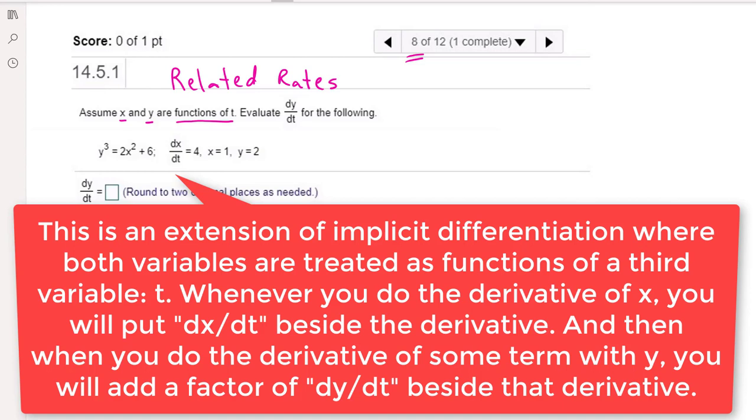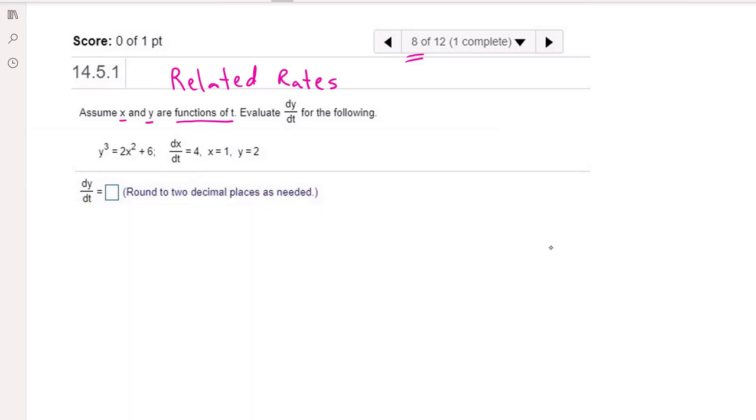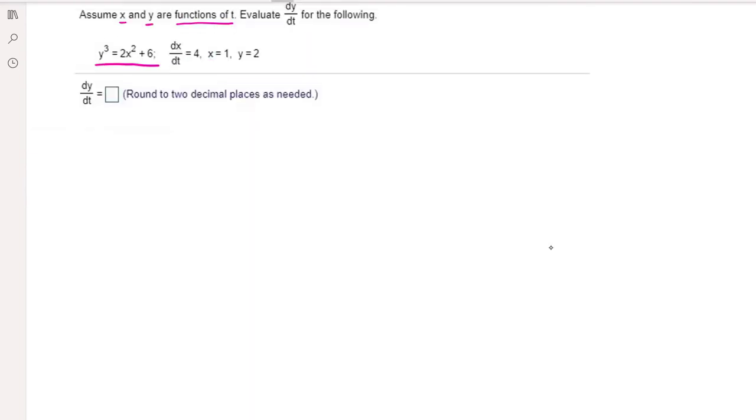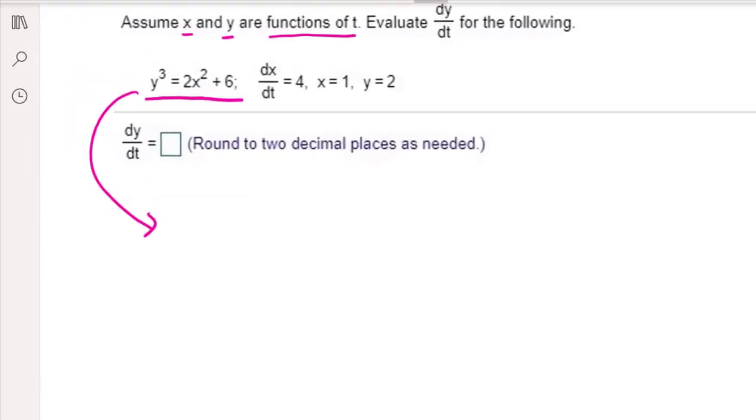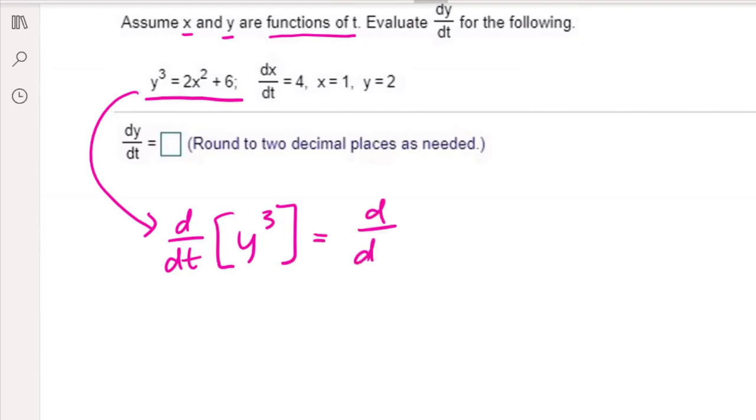Okay, so what we want to look at here for this first problem, they give us the equation y cubed equals 2x squared plus 6y. So what I want to do is start by taking the derivative with respect to t on both sides. So derivative with respect to t, I'm just going to write that d dt of the left side, okay, and then d dt of the right side, the 2x squared plus 6y.